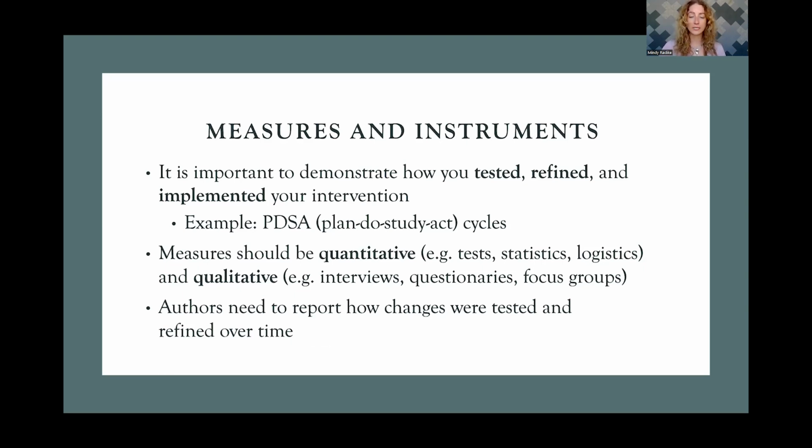So measures should be quantitative. That's going to be tests, statistics, logistics, but also qualitative: interviews, questionnaires, focus groups. And those two kinds of information are going to create a really diverse and rich study and therefore paper. Again, there's always unique situations where maybe quantitative is only necessary or qualitative is only necessary, and that's really up to you as the author to decide. But typically it's going to be nice to have both. Again, authors need to report how changes were tested and refined over time. So you'll hear those words again, refinement and time.